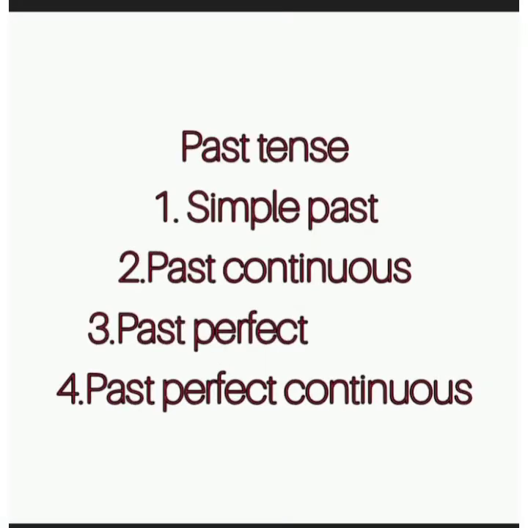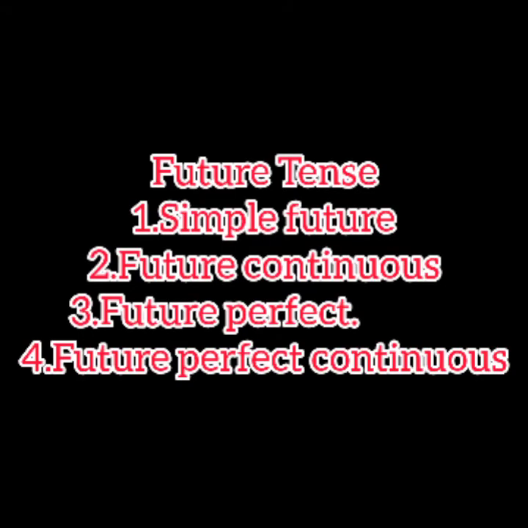And the four subkinds of past tense are: number 1, simple past. Number 2, past continuous. Number 3, past perfect. Number 4, past perfect continuous. And the four kinds of future tense are: number 1, simple future. Number 2, future continuous. Number 3, future perfect. Number 4, future perfect continuous.